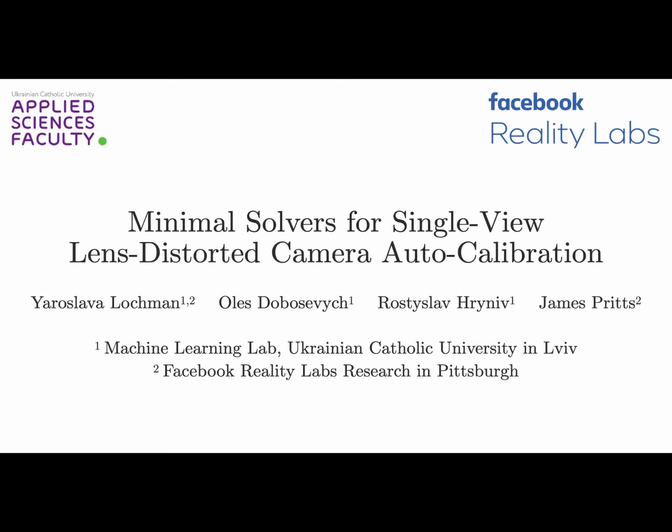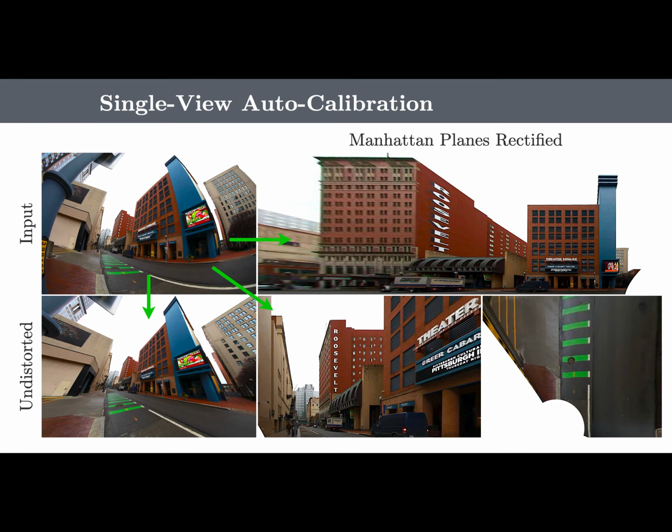I will present the work minimal solvers for single-view lens-distorted camera auto-calibration. We propose several minimal solvers that use combinations of image translational symmetries and parallel scene lines to rectify image scene planes and auto-calibrate cameras. The input to the method is a single image that can be lens-distorted. Given that the scene contains orthogonal lines or translational symmetries, the method auto-calibrates the camera.